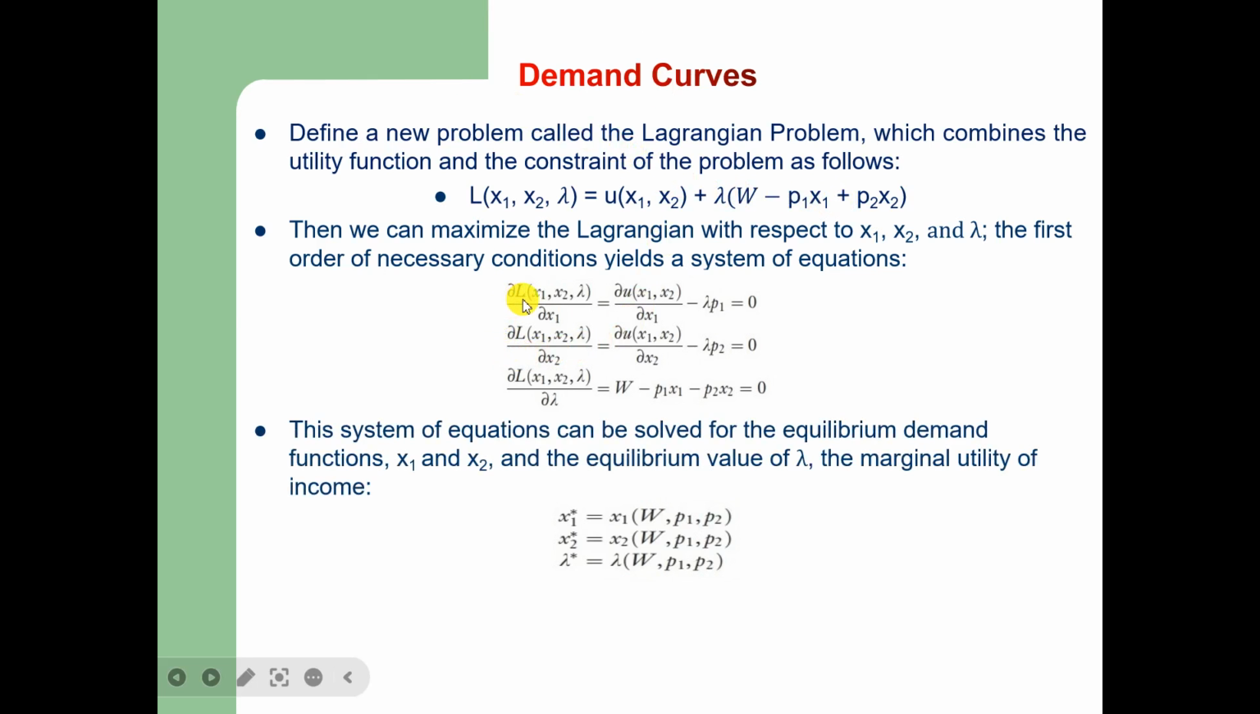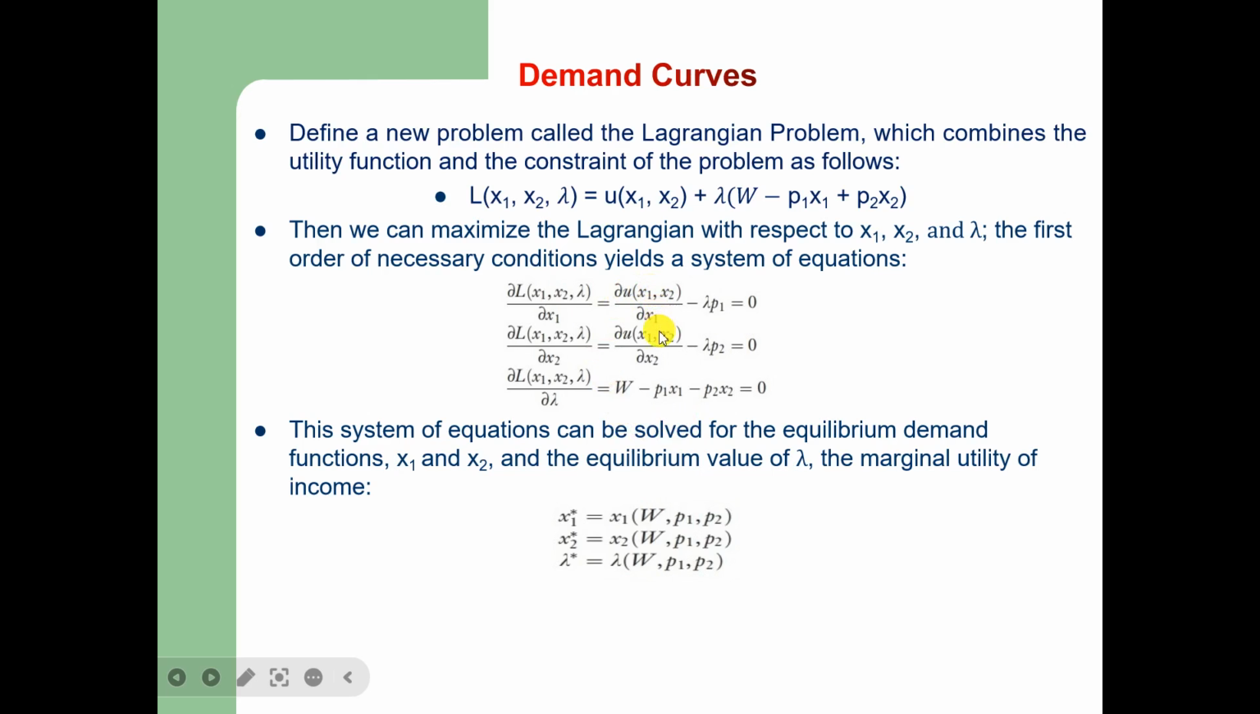So partial of the Lagrangian with respect to x1 is equal to partial of the utility with respect to x1 minus lambda P1 is equal to 0. Similarly, partial of the Lagrangian with respect to x2 is equal to this statement, and that is equal to 0. And finally, the partial of the Lagrangian with respect to lambda, which is the Lagrangian multiplier, is equal to the budget constraint, which is given by this equation. This system of equations can be solved for the equilibrium demand functions x1, x2 and the equilibrium level of lambda, which is the marginal utility of income.